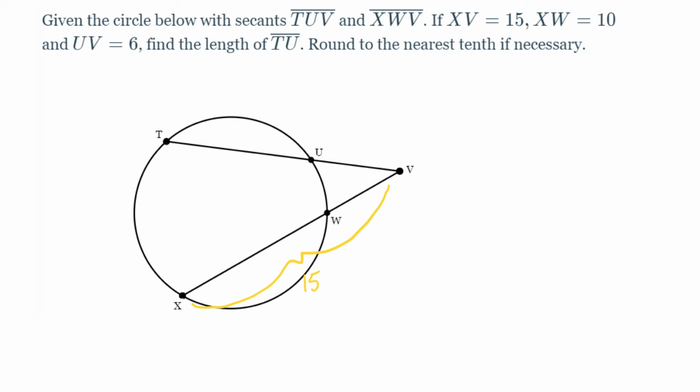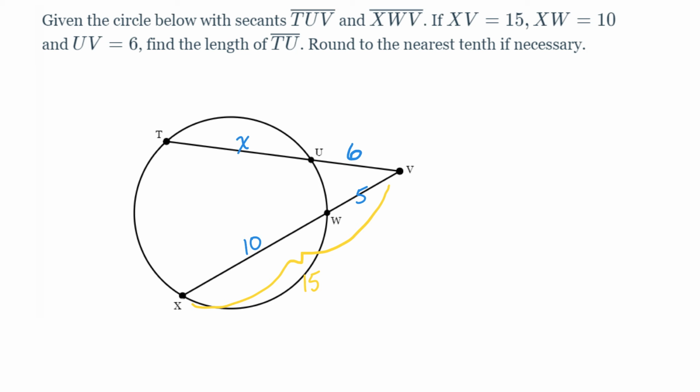That's the whole segment, by the way, when we start looking at our formula. And it says XW has a measurement of 10. So we know this segment here is 5. It really doesn't serve any purpose for us, but we know that it is 5. And then the other thing we know is that UV is 6 and TU is unknown.